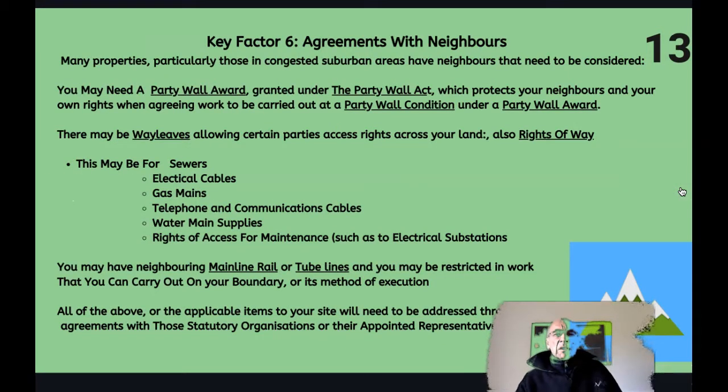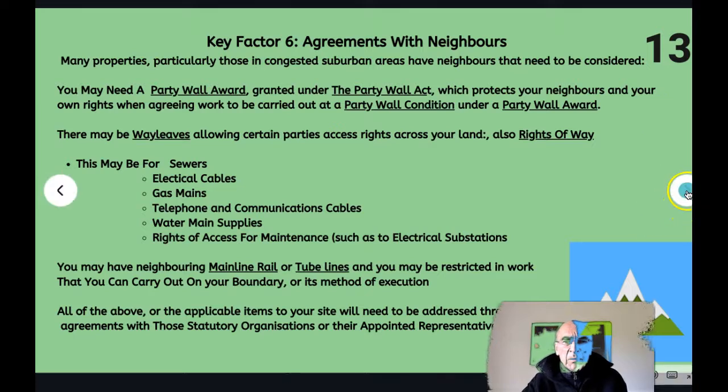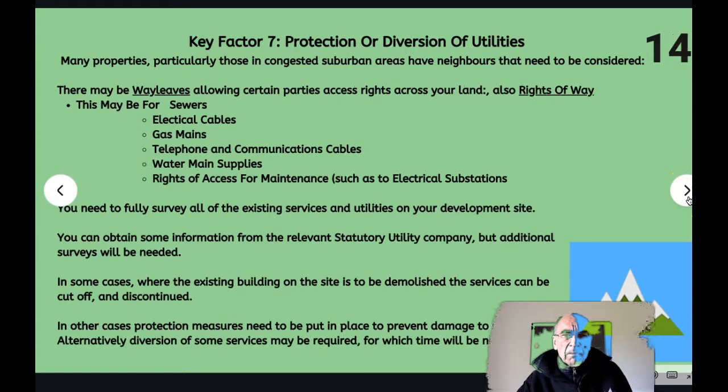We discussed the need to have agreements with neighbours. There may be party wall conditions which need to be satisfied, way leaves, rights of way, and you need to address the issue of all of the services crossing the site and any neighbours that you may have, such as mainline rail or tube lines, where you need to address boundary conditions with them which may restrict your ability to carry work out in the way that you would like. The proximity to the railway lines imposes safety considerations.